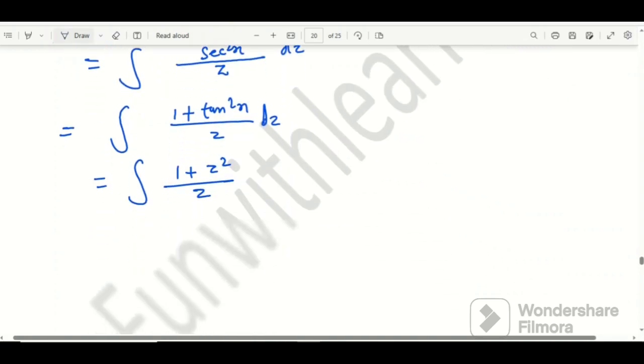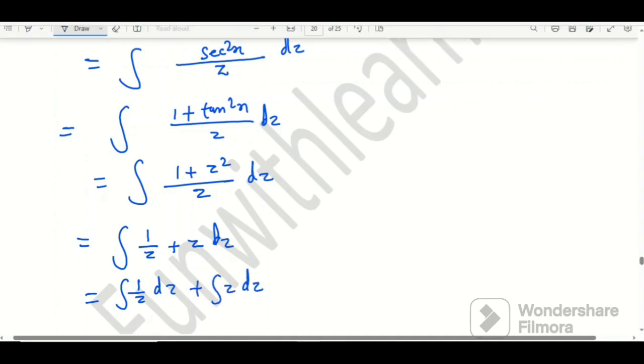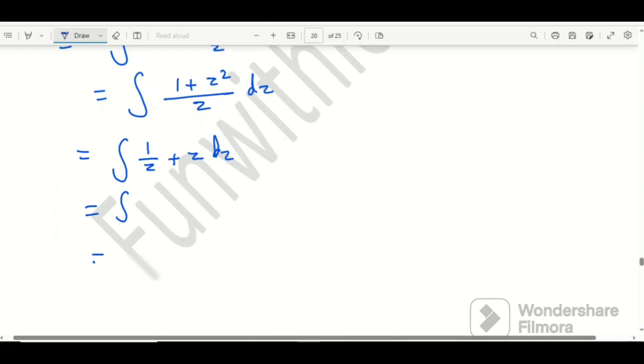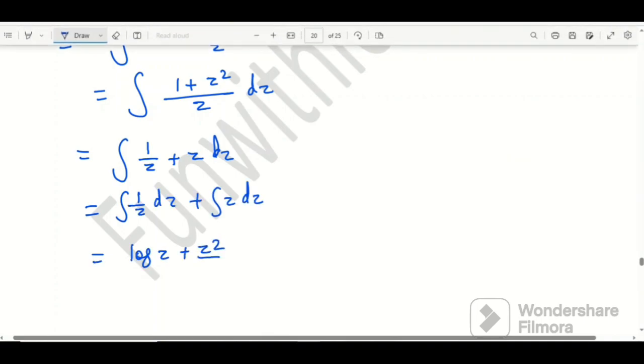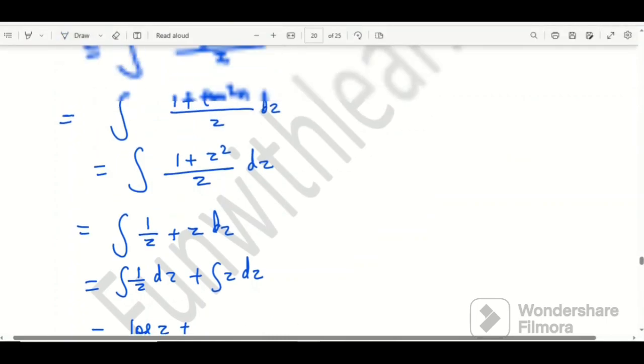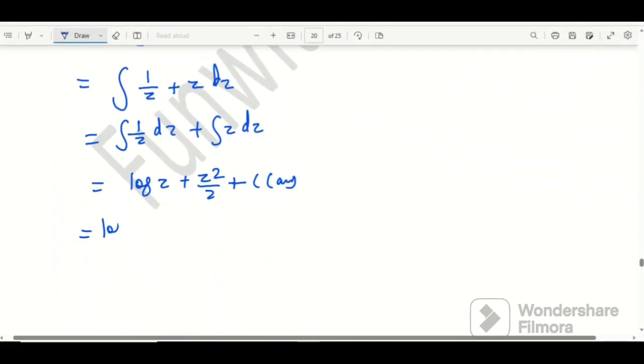So now I can solve this integration easily. I'll get integration of 1 upon z plus z dz. So integration 1 upon z dz plus integration z dz. So we'll get integration of 1 upon z is log z plus z square upon 2 plus c. This should be our answer. But we have to replace z by x also, in terms of x. z is tan x. Log tan x plus tan x square upon 2.